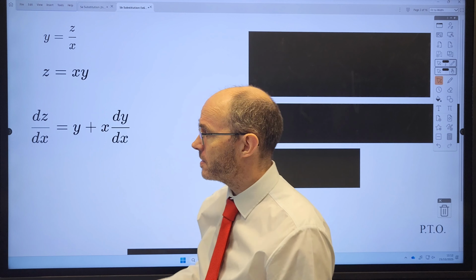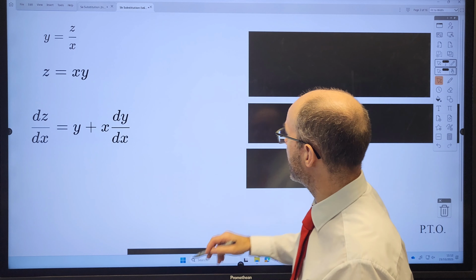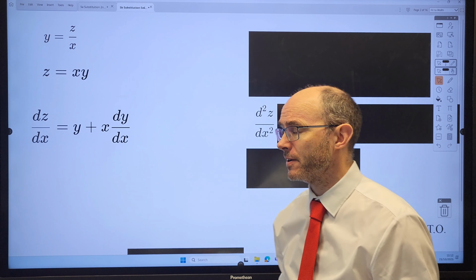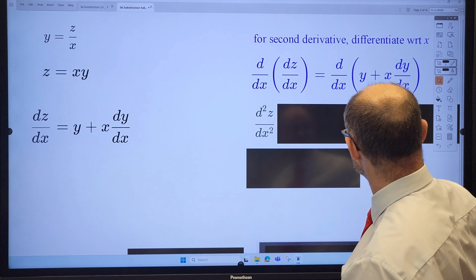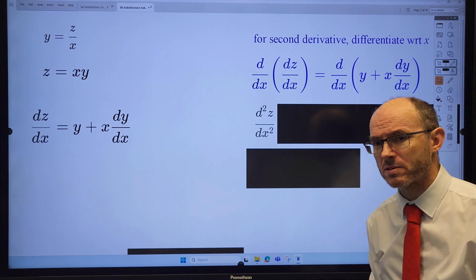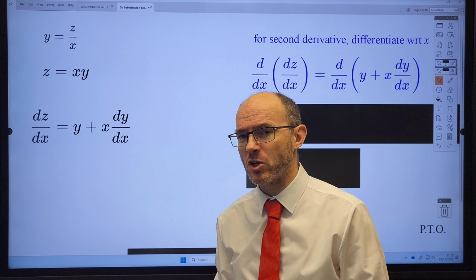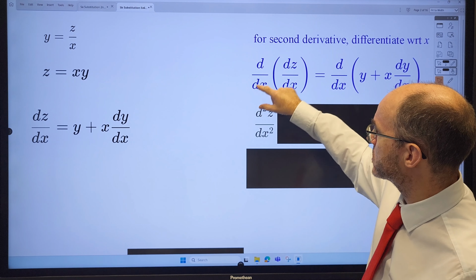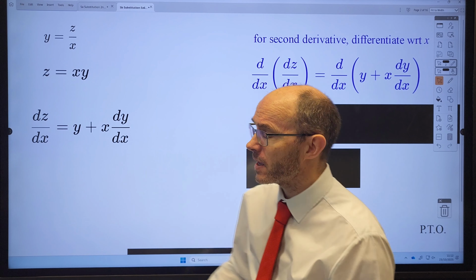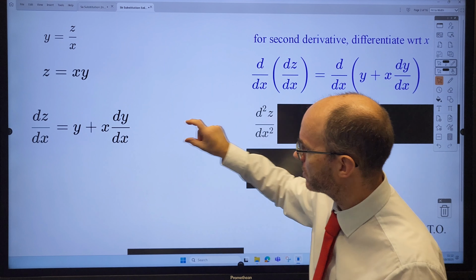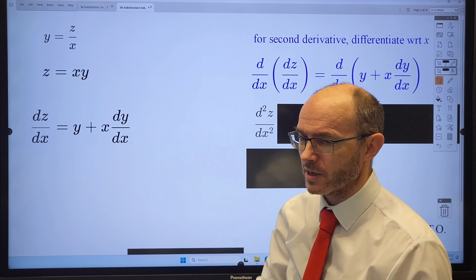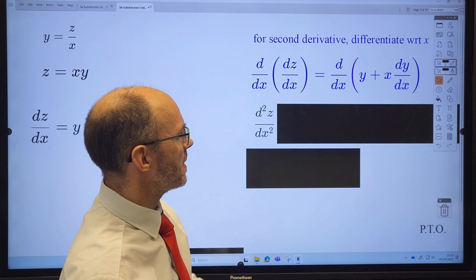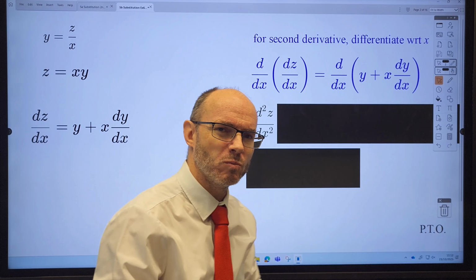Okay. Having got dz dx, our goal now is to work out what this is, d2z dx squared. Okay. And for that, we're differentiating with respect to x. It's always helpful to know what you're differentiating with respect to. And remember what that means is you find d dx of dz dx and you find d dx of the right hand side, y plus x dy dx. I'll write it out like that so you are aware of what we're differentiating with respect to. So the WRT, with respect to.